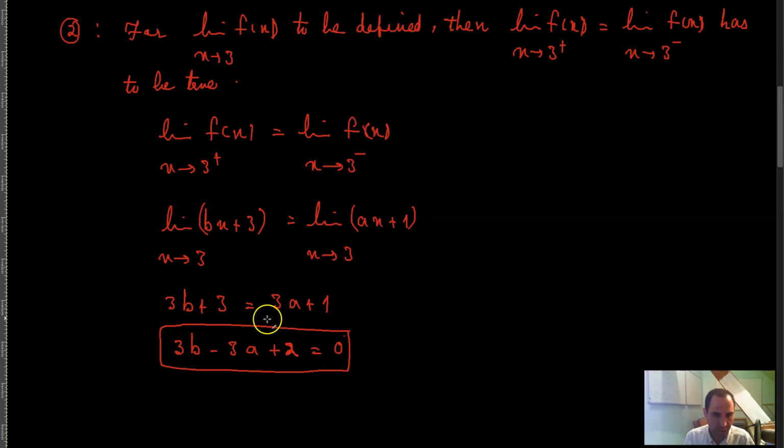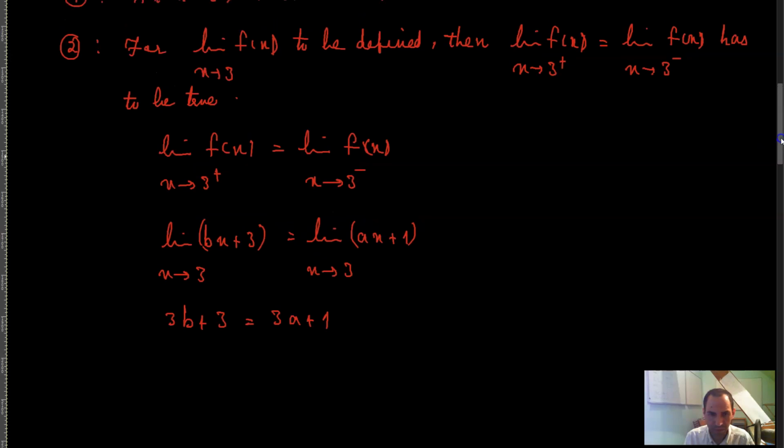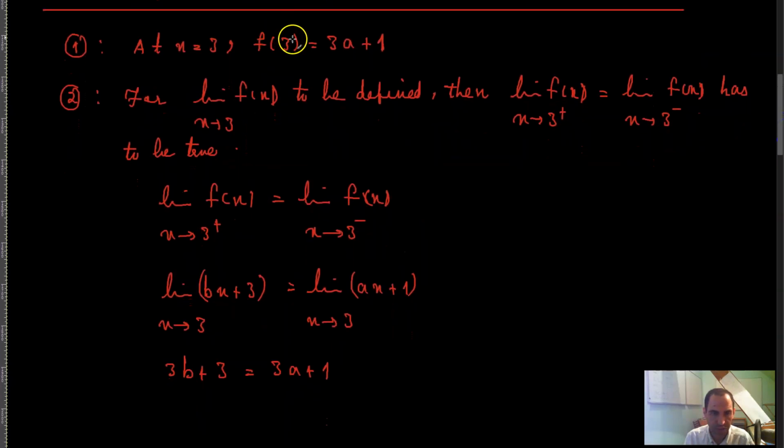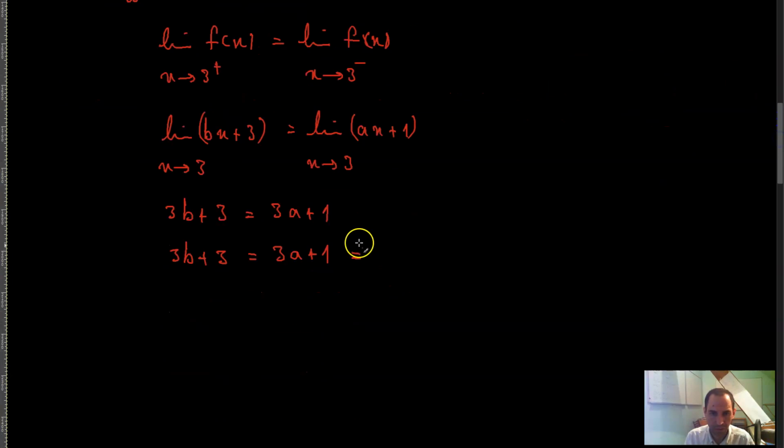So this is the condition for the limit to be defined. Now we said that the value of the function at x is equal to 3 has to be equal to the limit. So these two have to be equal: 3b plus 3 has to be equal to 3a plus 1, and that has to be equal to the value of the function at x is equal to 3, which is 3a plus 1. So 3a plus 1, this has to be true.